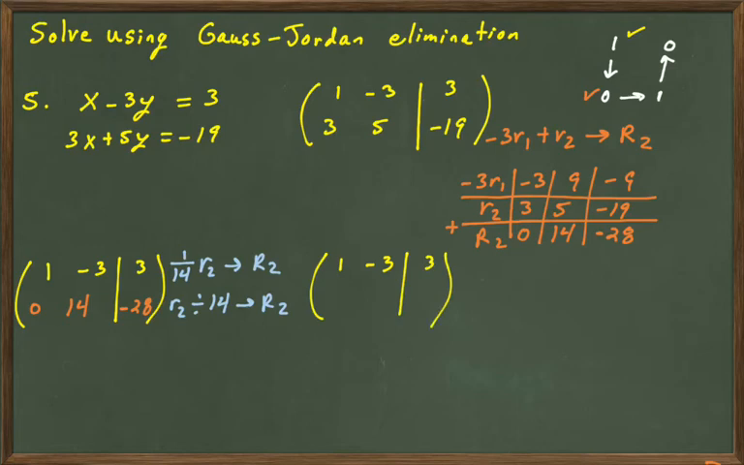So 0 divided by 14 is 0. 14 divided by 14 is 1. And negative 28 divided by 14 is negative 2. Okay, so that completes the third step in our Gauss-Jordan elimination. This would be the last step for Gaussian elimination.